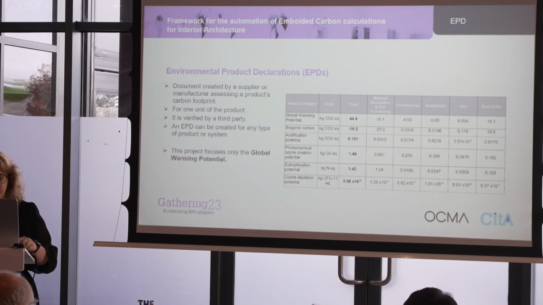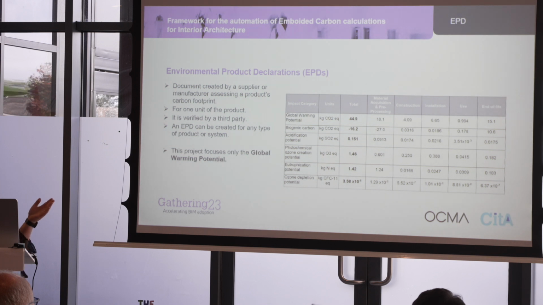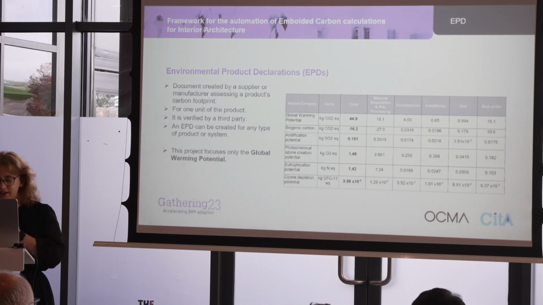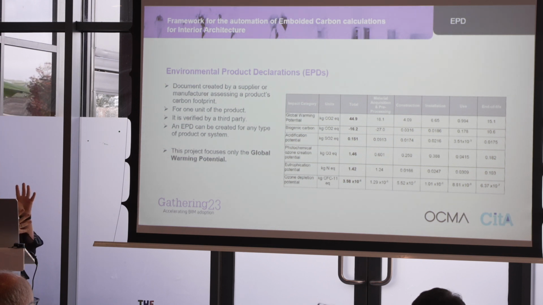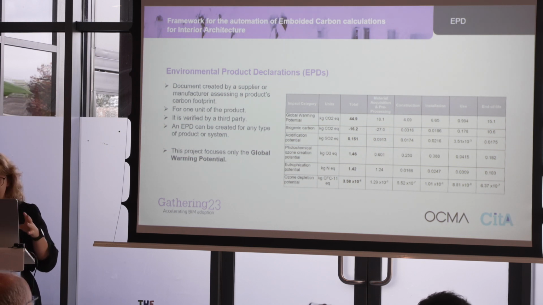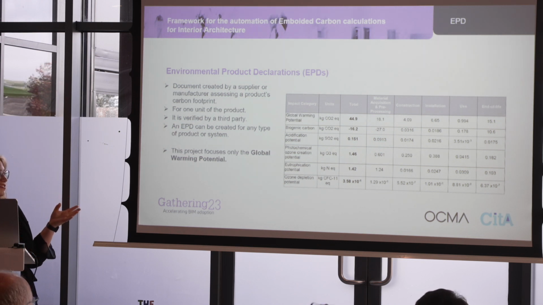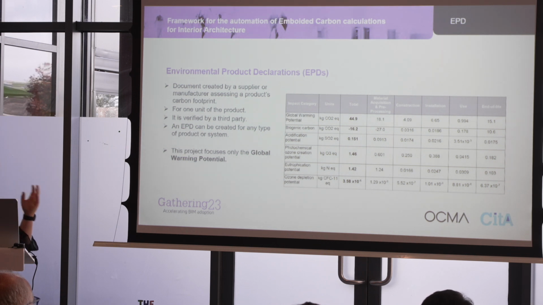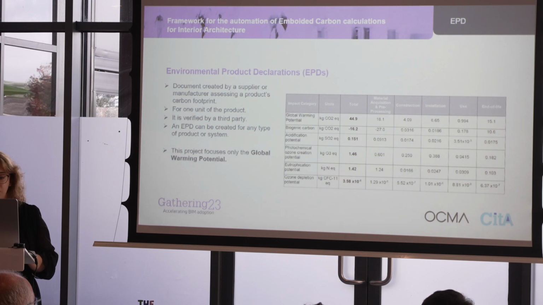So one of the ways we can assess a product's carbon footprint, such as FF&E, is by using the environmental product declarations. So those are documents that are created by a supplier, and they assess the carbon footprint of the item. They assess it for 1 unit of product. There are many different emissions that are looked at in those documents, but we're only focusing on the global warming potential in this project.